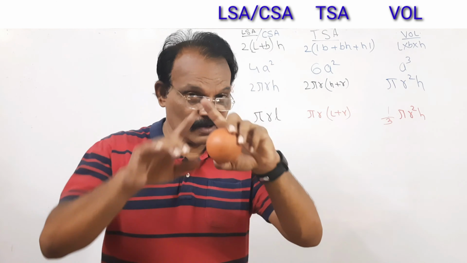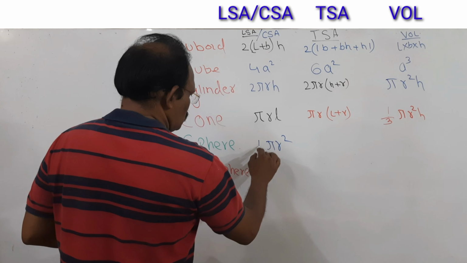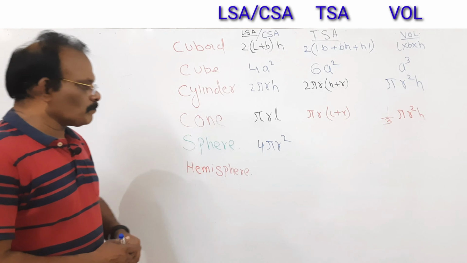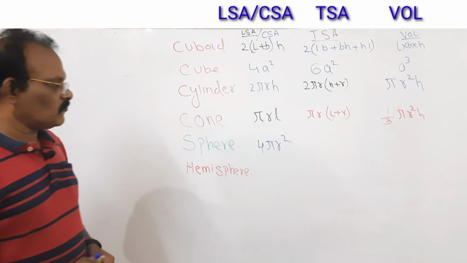Now, simply a sphere is a circle. We will write pi r square. Now we will write 4. Sphere is 4 pi r square.